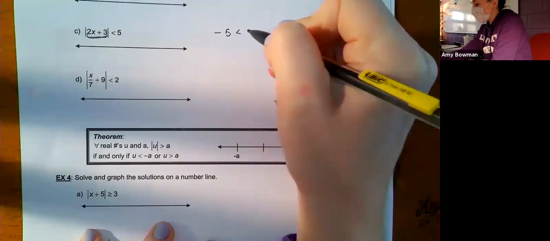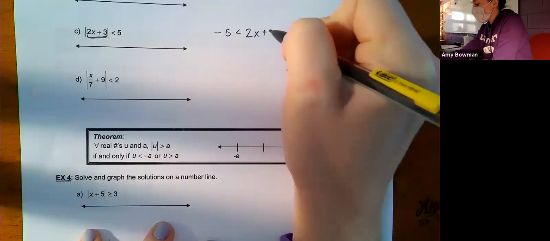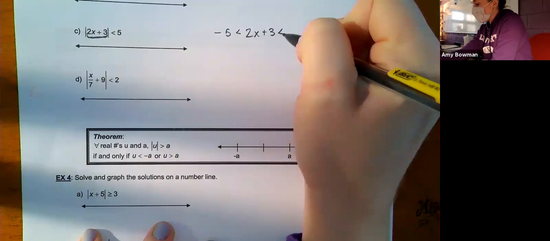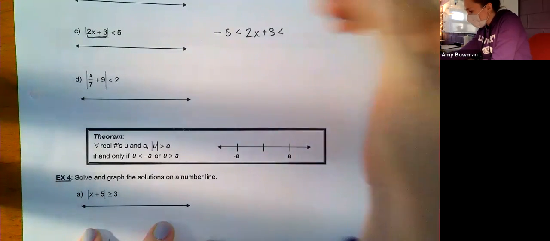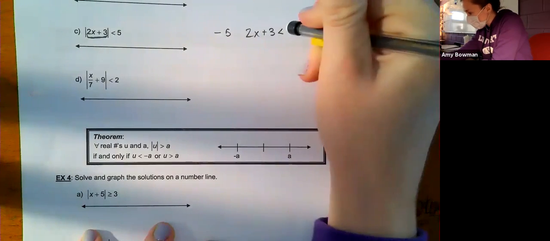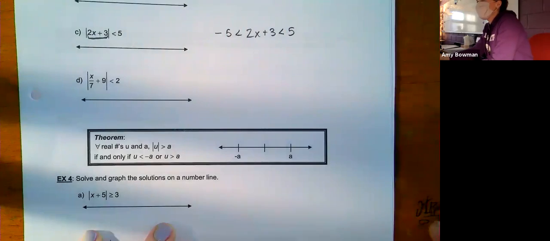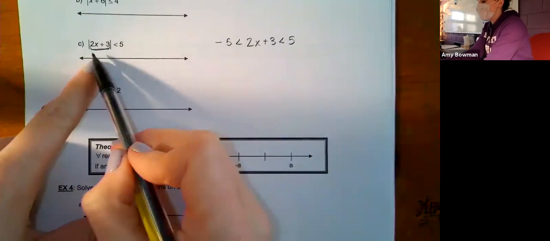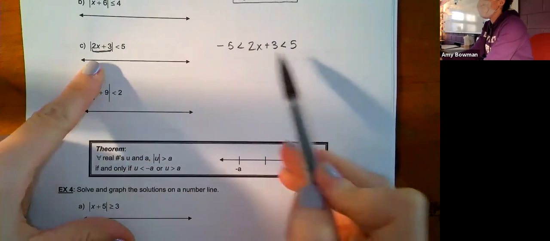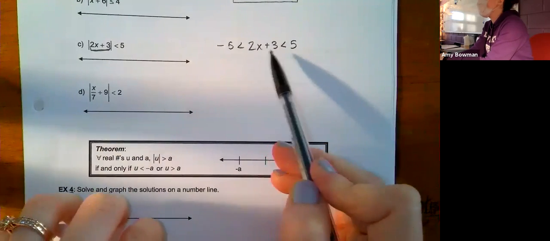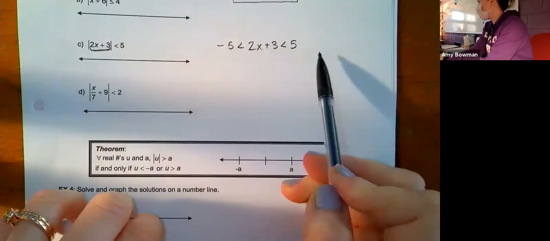-5 is less than 2x plus 3. Okay, so we need to switch those. No, that's right, you're right. Which is less than +5. Good. So whatever's inside the absolute value is wedged between somewhere within the window of -5 to +5.